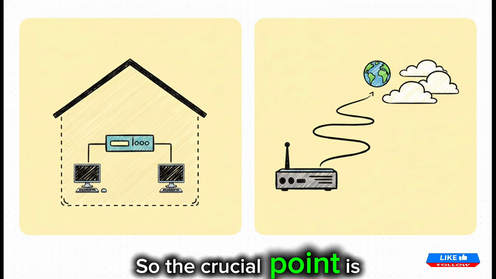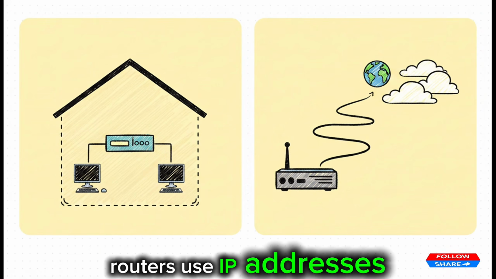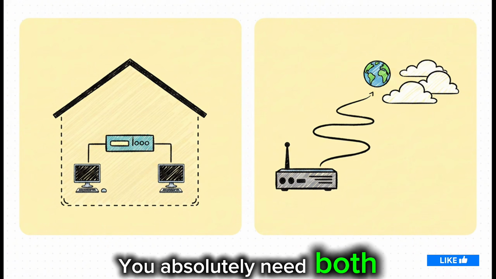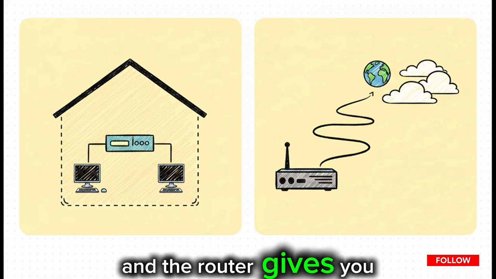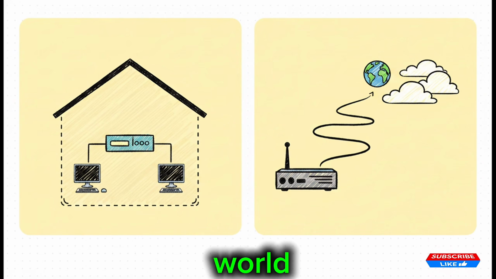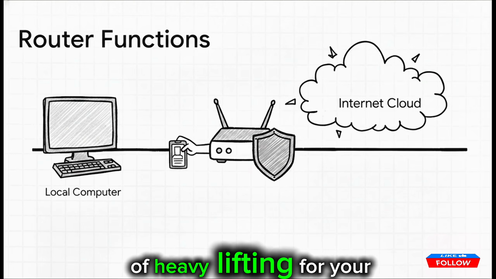So, the crucial point is this. Switches use MAC addresses. Routers use IP addresses. You absolutely need both. The switch gives you the high-speed local connectivity, and the router gives you the map to the outside world. Beyond just basic routing, routers do a tremendous amount of heavy lifting for your network.